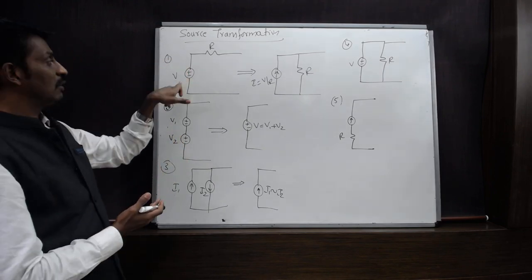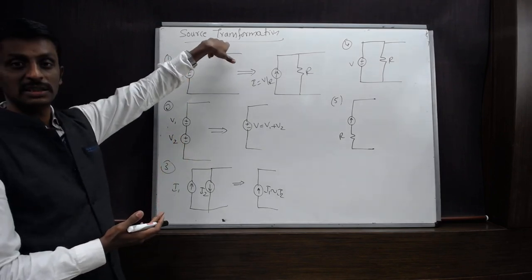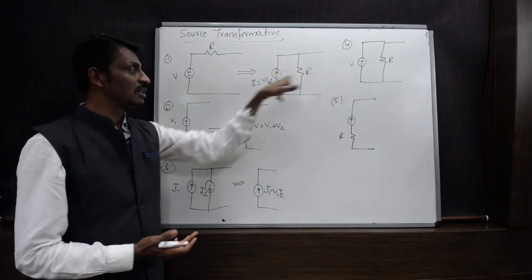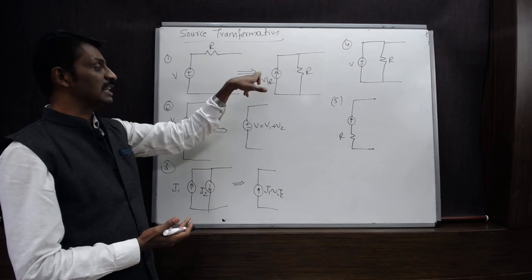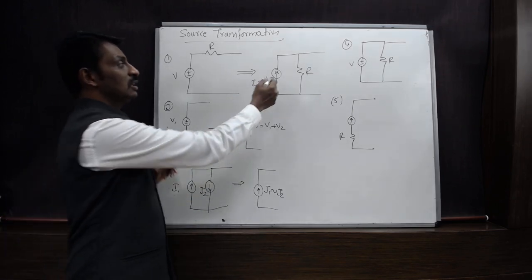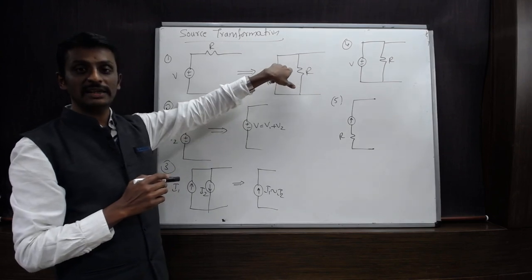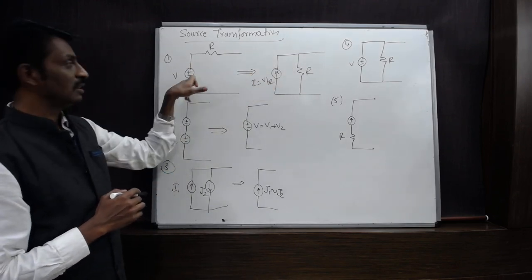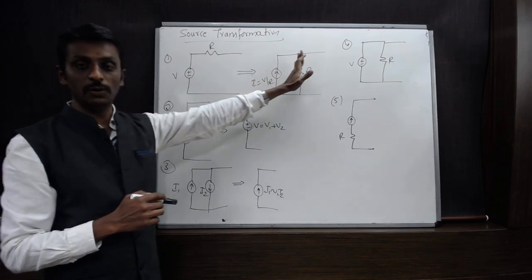Here we have connected the voltage source in series with the resistance. This can be replaced by the current source which is in parallel with the resistance. The value of the current, as per Ohm's law, will be equal to V by R. Also, the polarity of the current source will be indicated: the arrow head denotes the positive of the battery and the tail denotes the negative of the battery. That is the direction we are going to retain.